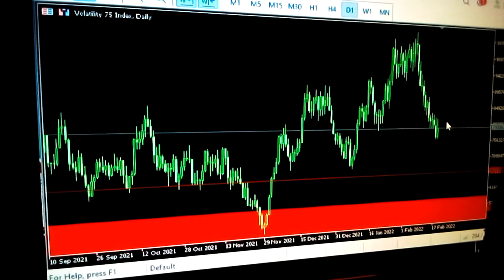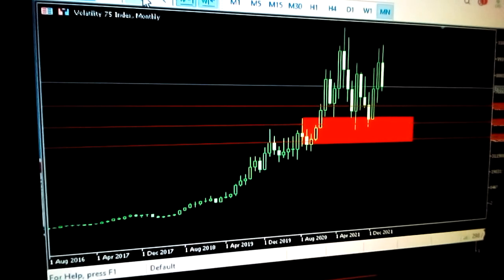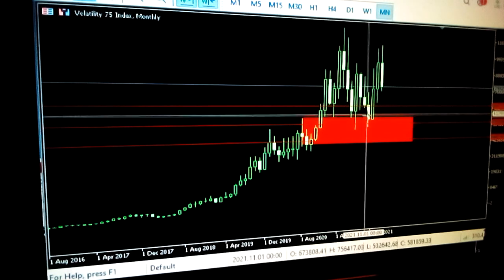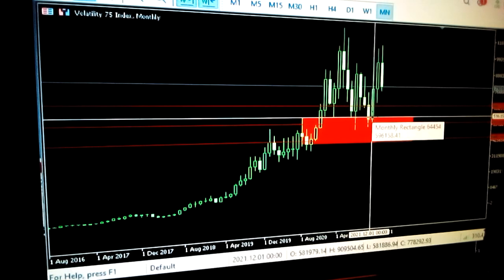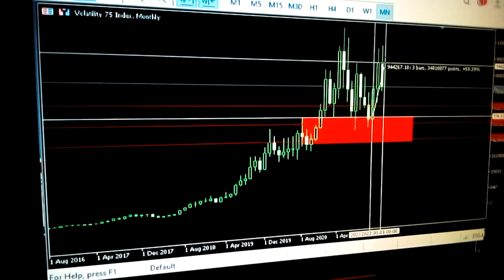So today I want us to look at volatility 75. First of all, let us start with monthly, so we can break it down. If you do remember, last time we were talking about volatility, and this is what happened. We were talking about this massive trend up.